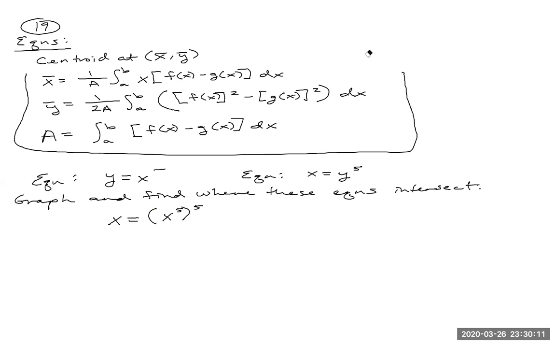And then rewrite 5 in here. Okay, so we're going to solve this for x. Okay. So 0 equals x to the 25th minus x. Factor out an x.